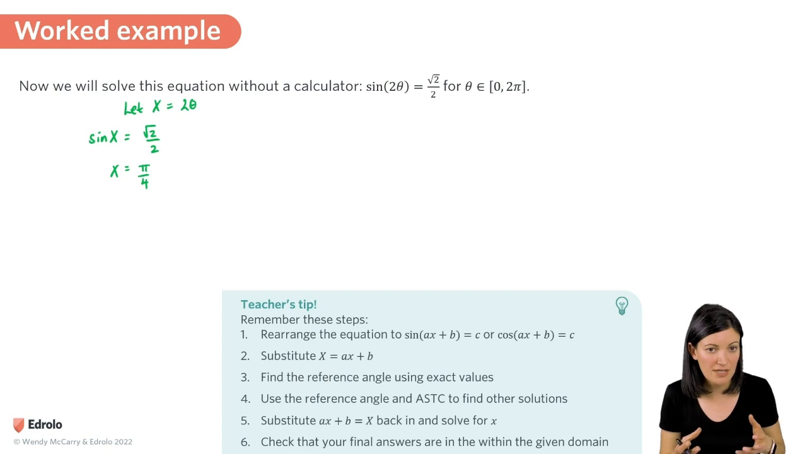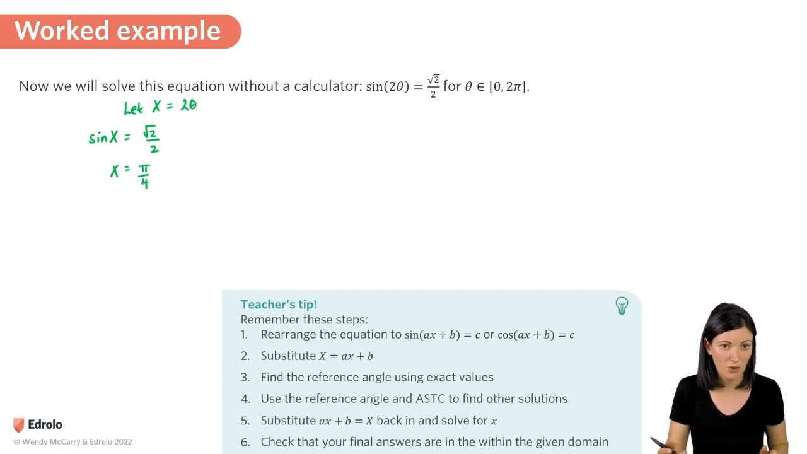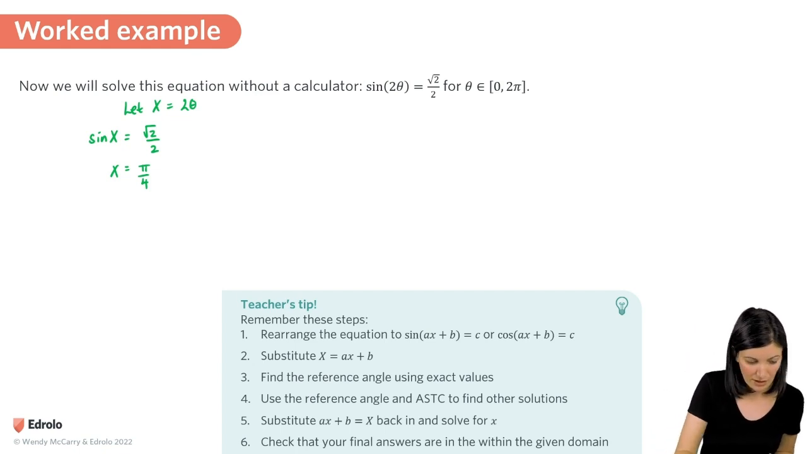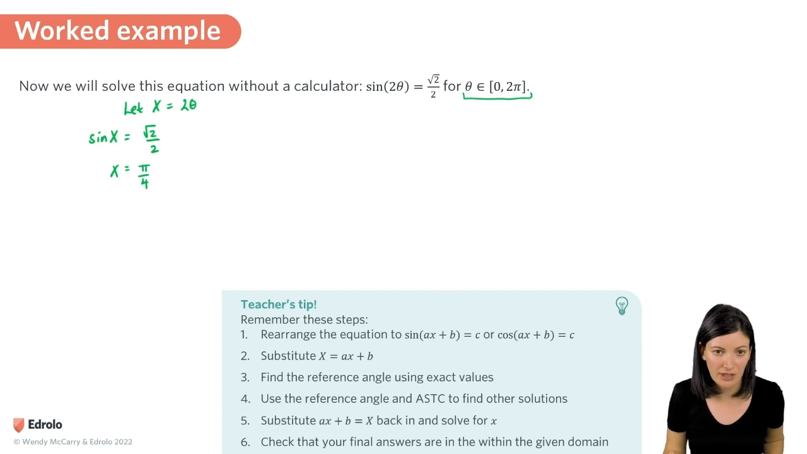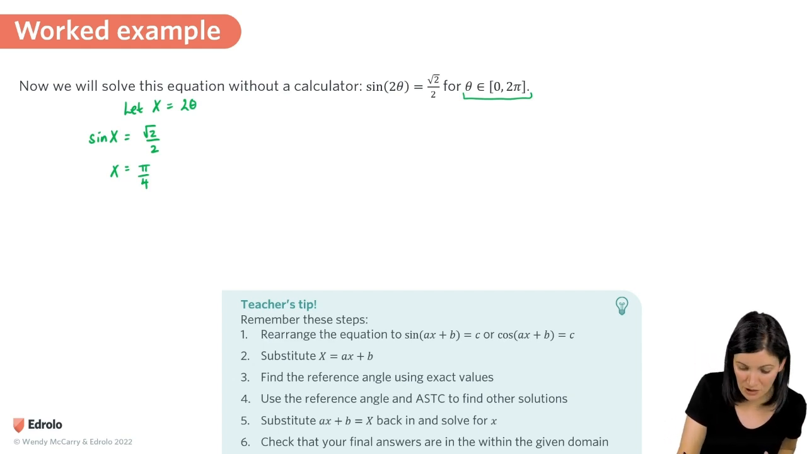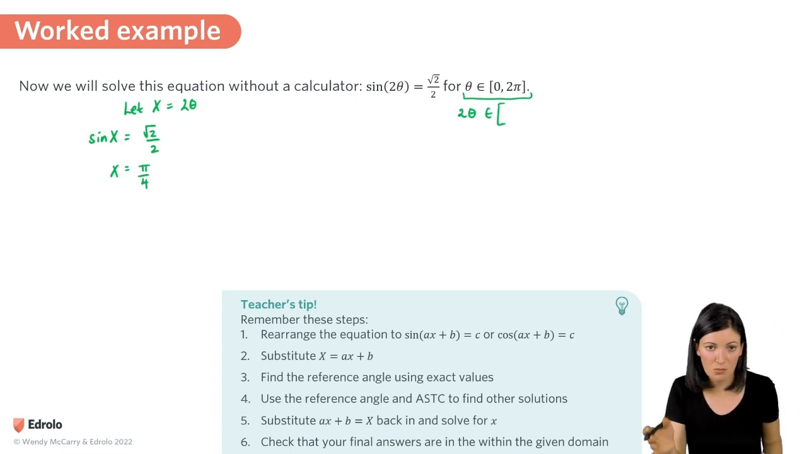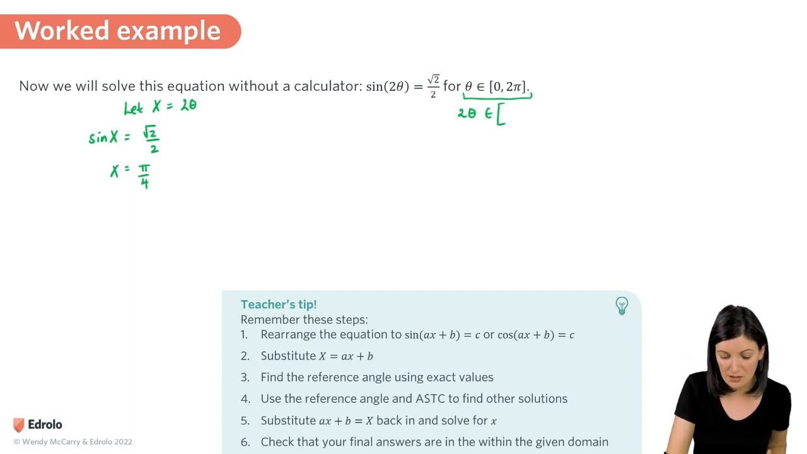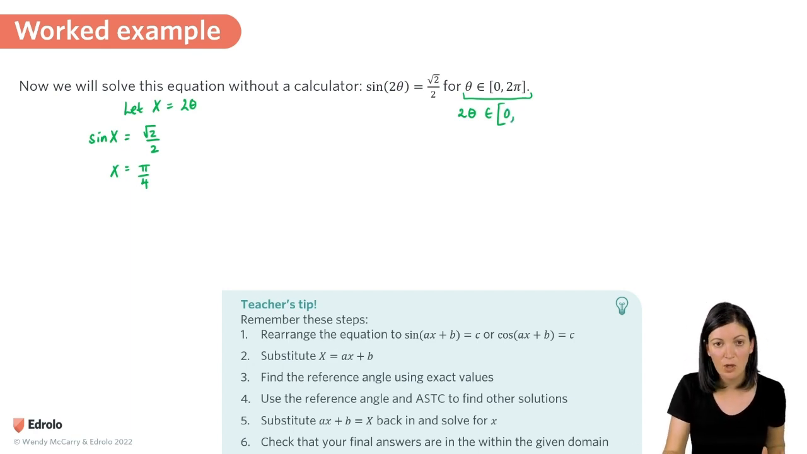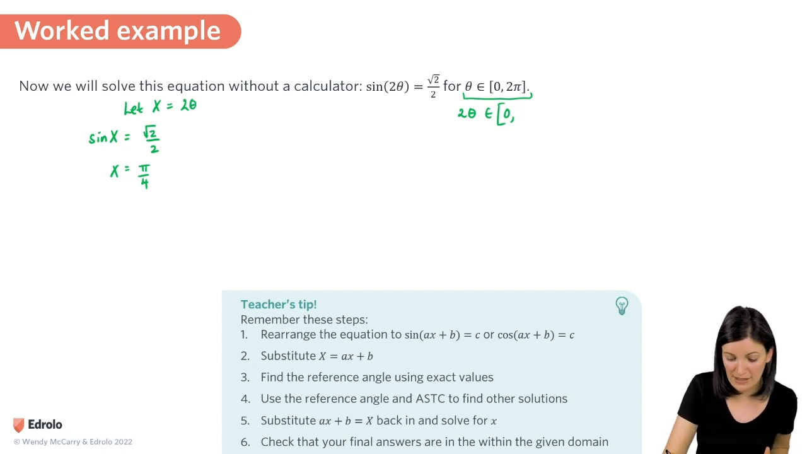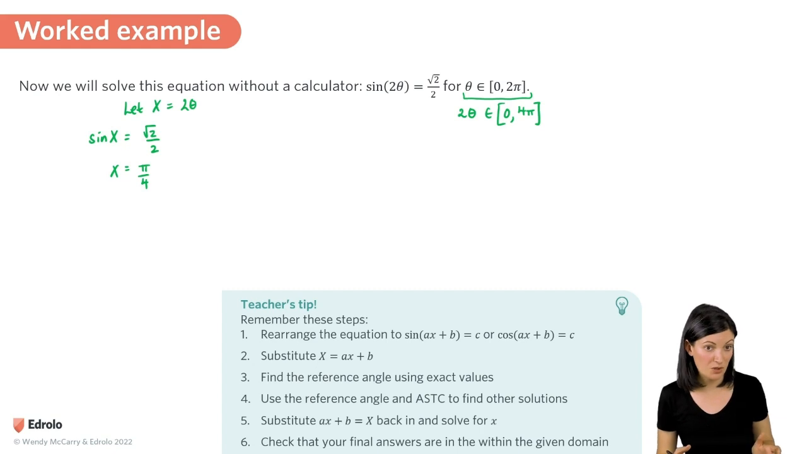Okay, and because it's a positive value, I can use that pi on 4. Now, because I let x equal 2 theta, I need to reconsider my domain here. So now my domain is actually going to be 2 theta is equal to, because I've doubled that angle, I've got to double the endpoints of my domain. So 0 doubled is still 0, but now I'm going to be looking between 0 and 4 pi when I find my initial solutions.